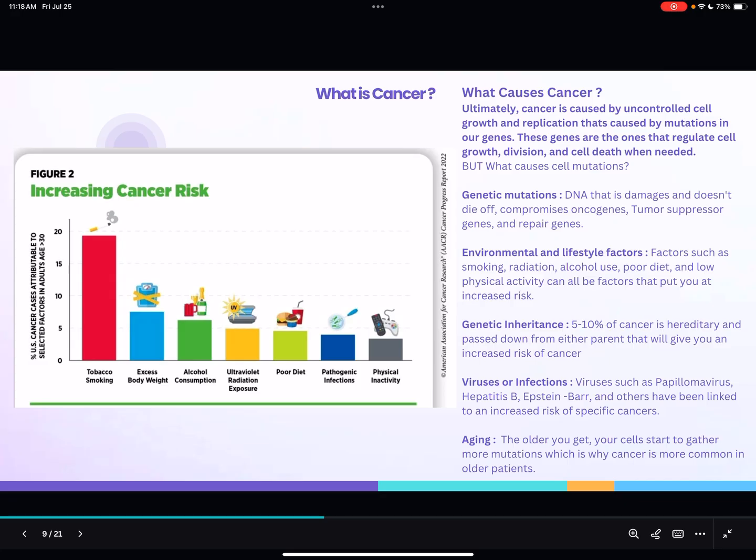Genetic inheritance is at 5 to 10% for the population of cancer. So 5 to 10% of cancer is hereditary, passed down from either parent. That puts you at increased risk. And then getting viruses or infections such as papillomavirus, hepatitis B, Epstein-Barr, and others have been linked to an increased risk of specific cancers. Aging is also another factor because your cells start to gather more mutations over time, which is why cancer is more common in older patients.